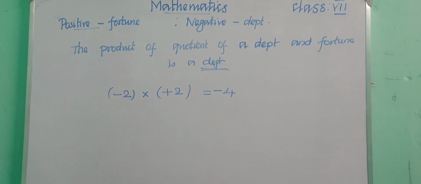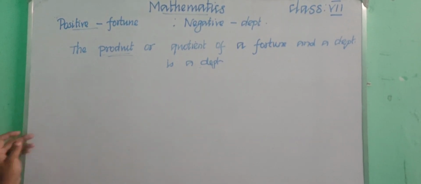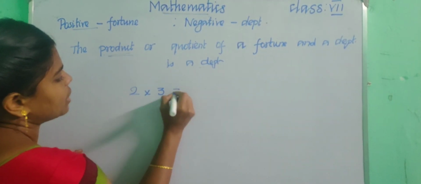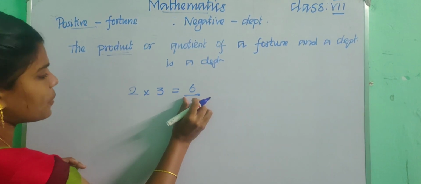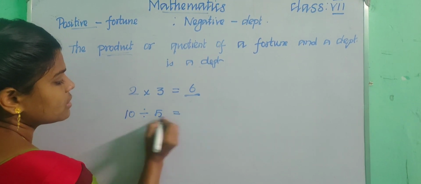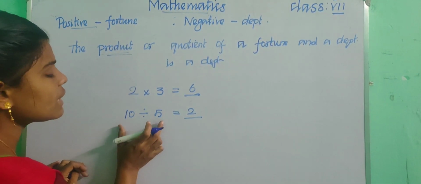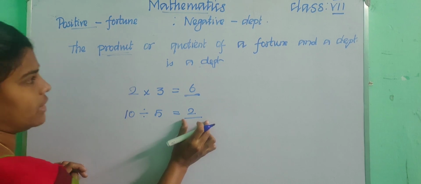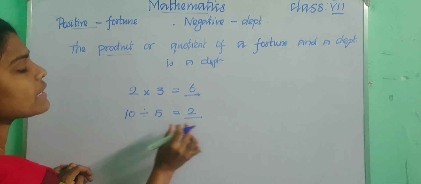Children, let us see the last rule. The product or quotient of a fortune and a debt is a debt. What do we mean by product? If you multiply 2 into 3, 2 threes are 6; the answer when multiplying two numbers is the product. If you divide 10 by 5, you get 2; the answer when dividing two numbers is the quotient. Multiplying gives the product, dividing gives the quotient.